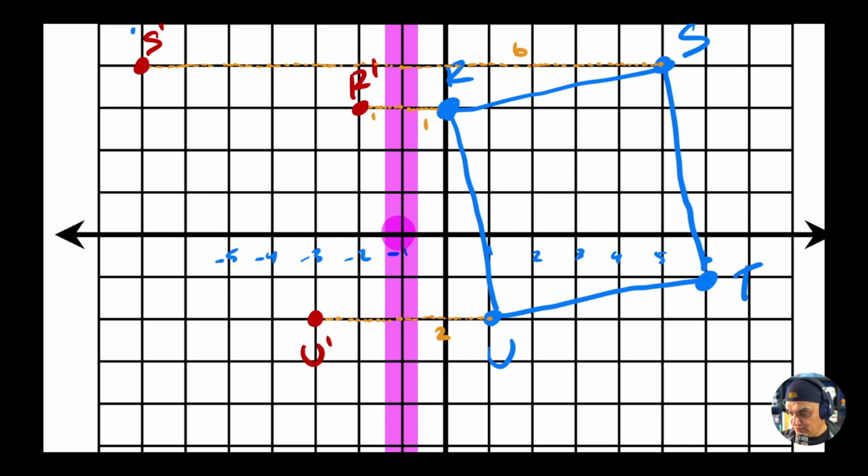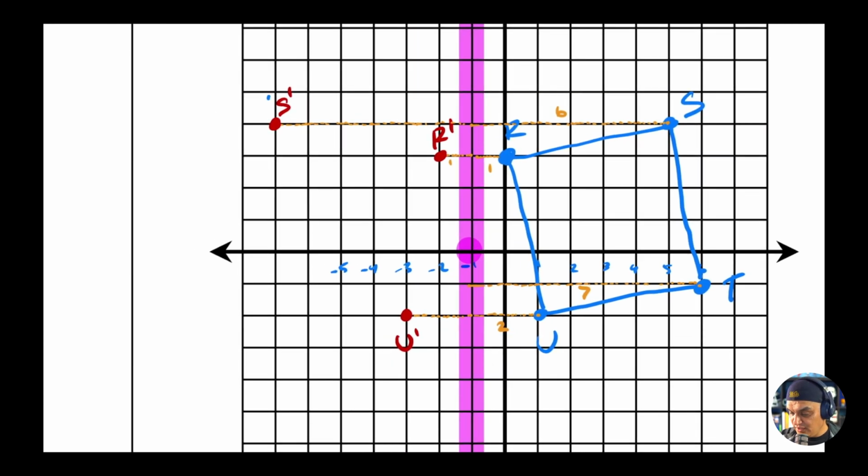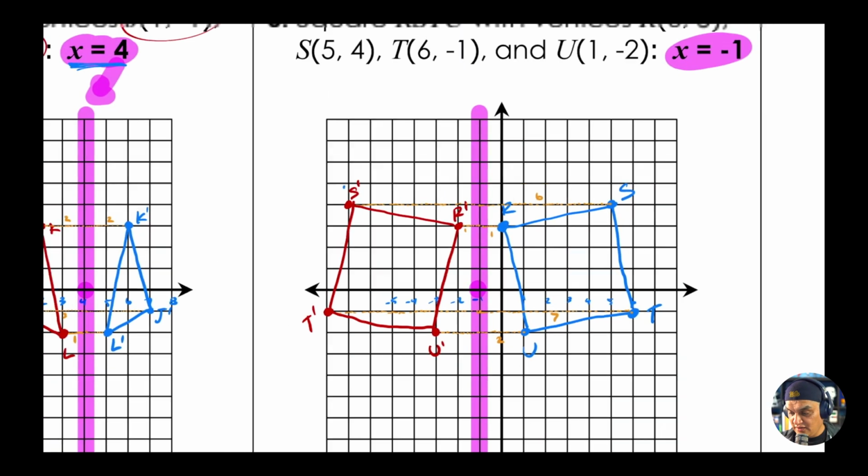And then T, last one. It's only 4 of them. 1, 2, 3, 4, 5, 6, it's 7 away. So I'm going to go 7 in the other direction. 1, 2, 3, 4, 5, 6, 7. Okay. And that's my new T, which is T prime. And I connect those dots, and you see a perfect square, but now on the other side, now flipped over that line of reflection.